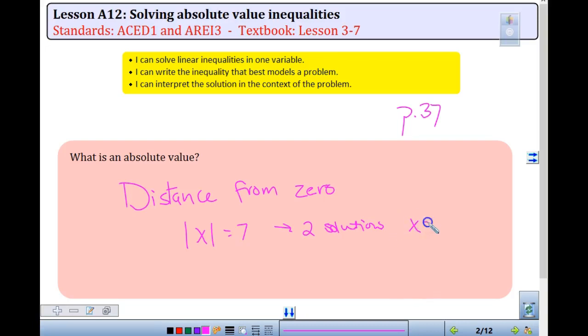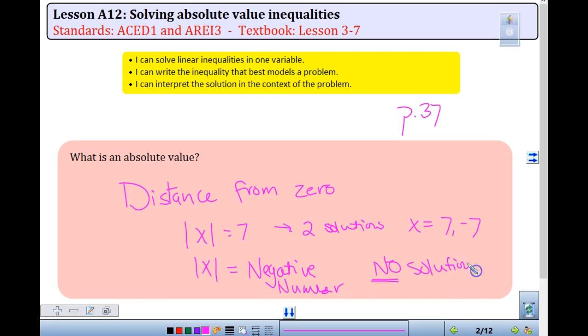If we think about our distance from 0, x could be 7 or negative 7. But if I have the absolute value of x and it is equal to any negative number, the key thing is that we are going to have no solution, because distance cannot be a negative number.